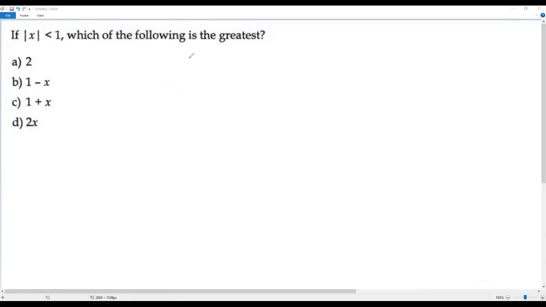Here we have a SAT math problem. Okay, let's go to the question. If |x| < 1, which of the following is the greatest? Okay, now let's solve this absolute value inequality. That is |x| < 1.